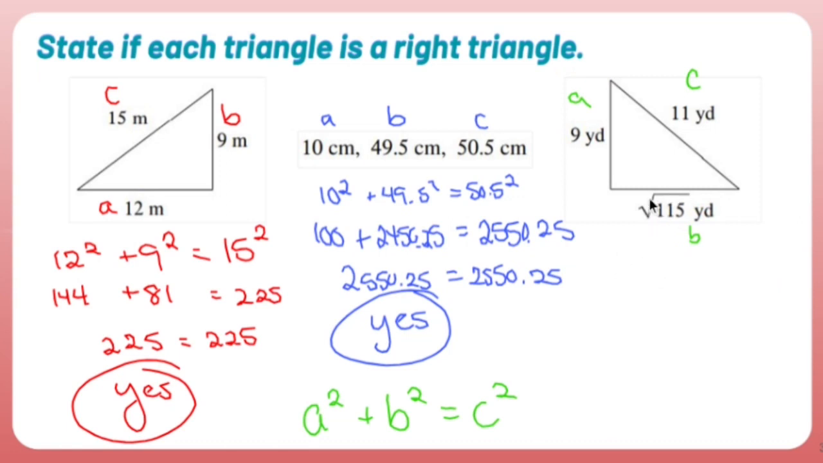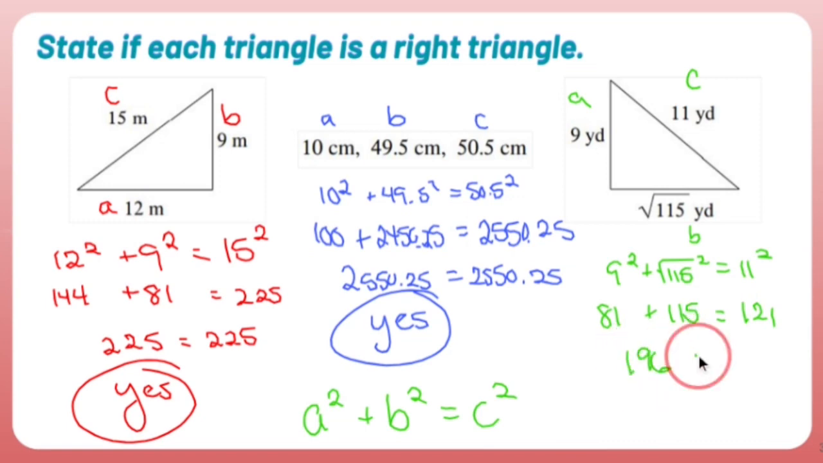And you might be thinking, oh no, square roots. Don't worry about it. It's actually not bad. I have 9 squared plus the square root of 115 squared has to equal 11 squared. 9 squared is 81. The square root of 115 squared cancels out. Happy days. 11 squared is 121. 81 plus 115 is like 196 or something, which is certainly not 121. So nope.